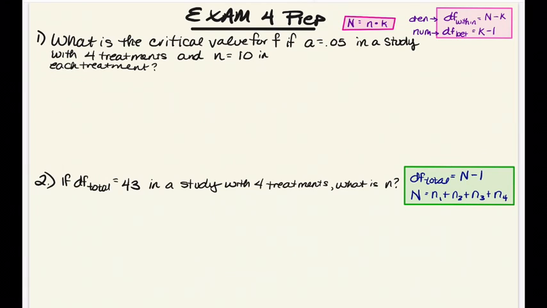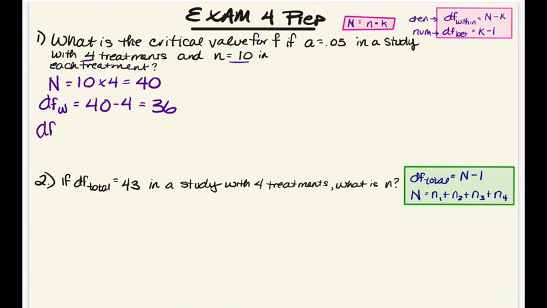First, we'll determine how many participants are in the entire study by taking the value for the number of treatments and multiplying it by the number of participants in each treatment. We come to a number of 40. For our degrees of freedom within, we'll take the number of participants in the entire study and subtract the number of treatments. We come up with 36. Our degrees of freedom between are the number of treatments minus 1, and in this case are 3.